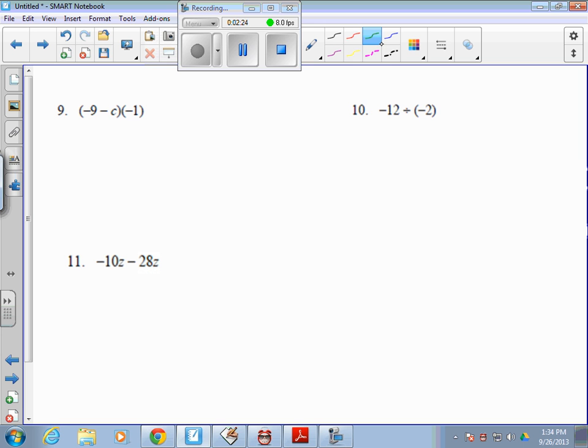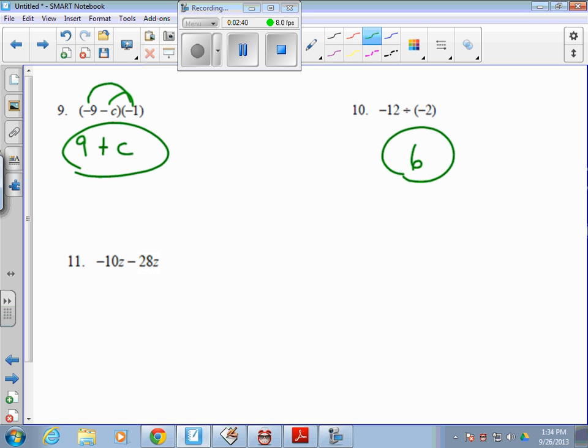Distribute this one, except the single number is after the binomial. But still distribute. Negative 1 times negative 9 is a positive 9. Negative 1 times negative c is a positive c. Negative 12 divided by negative 2, and a negative divided by a negative is a positive 6. Negative 10z minus 28z. Just add 10 and 28 together, and you get 38. Keep the common sign negative and bring down your z. You do not make it z squared right there because you're not multiplying the same bases.